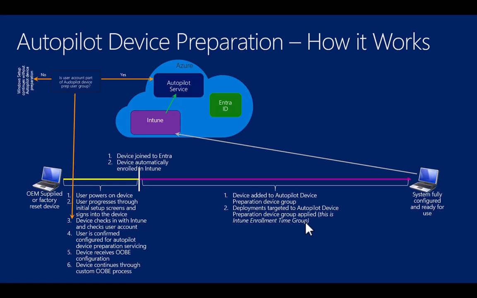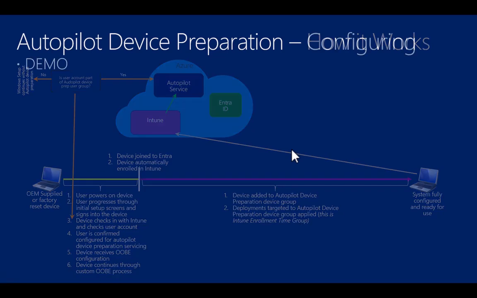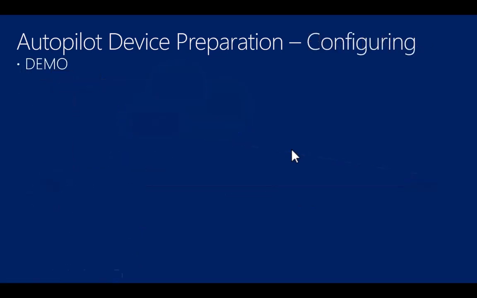That's enrollment time grouping. At the end of it, you have a system configured and ready for use, right? Now, there may be some things that are still happening in the background for that system, but because of enrollment time grouping, the idea is you can get these configs down to the system right away, at least the key ones, and then the other ones can build behind the scenes. Okay, so this is just kind of a graphic, overall. So let's go show how we would go through and configure this.